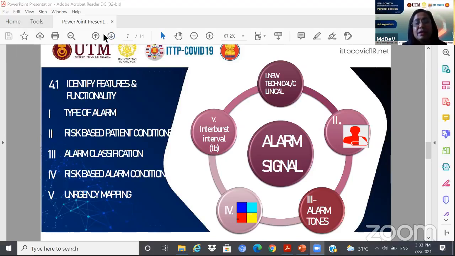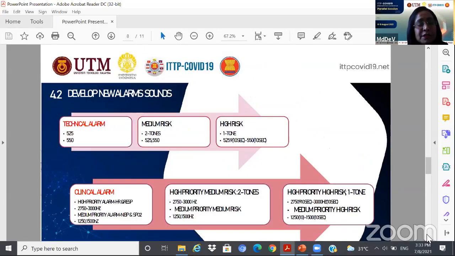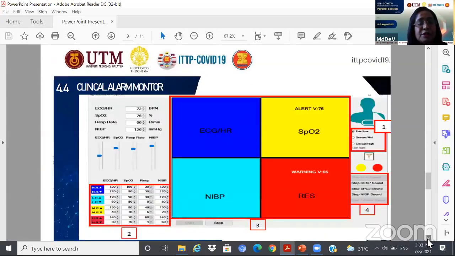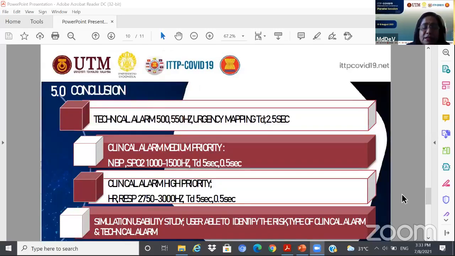And this is my last slide. These are the conclusion and the outcome of the studies. We are based on the usability studies, the frequency for technical alarm, clinical alarm, and the high priority alarm, and also the medium priority alarm. Simulation study on the usability, and based on usability, the users were able to identify the risk and the type of the alarm, the technical alarm and clinical alarm. That's all. Thank you very much.